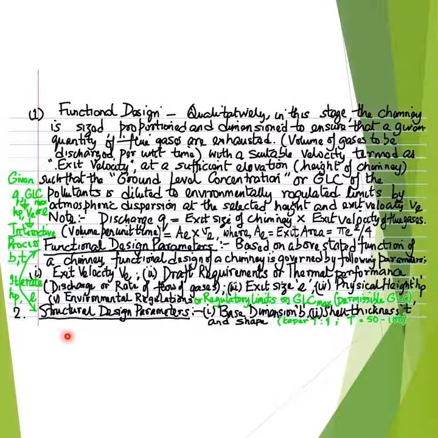while the physical height of the chimney denoted as H subscript P and the exit dimension of the chimney, that is part of the structural design process, or rather the functional design process, will in turn determine the functional design parameters.